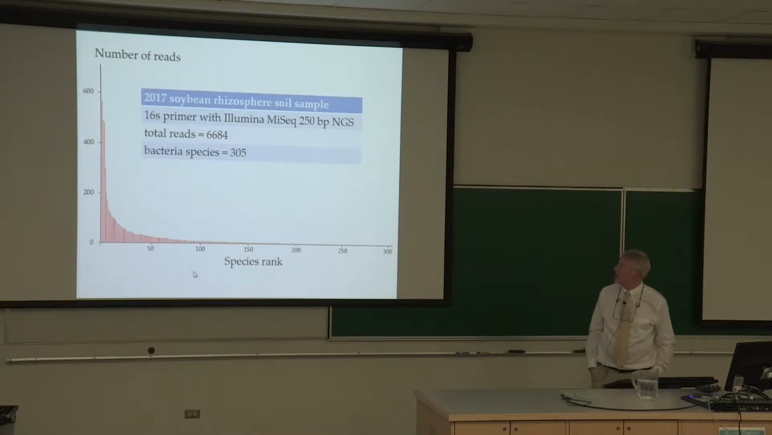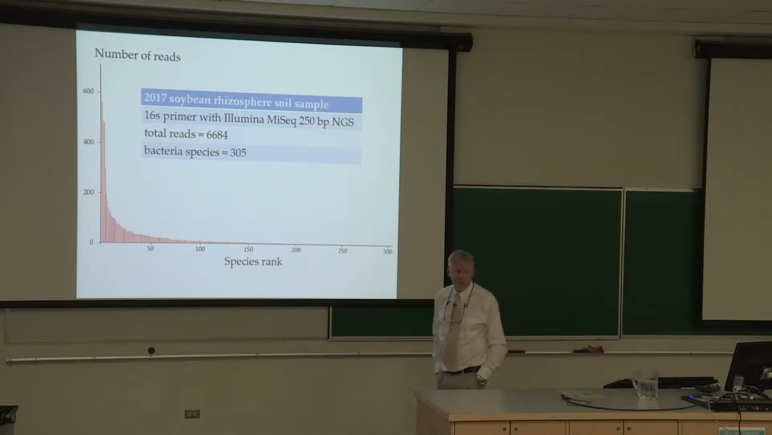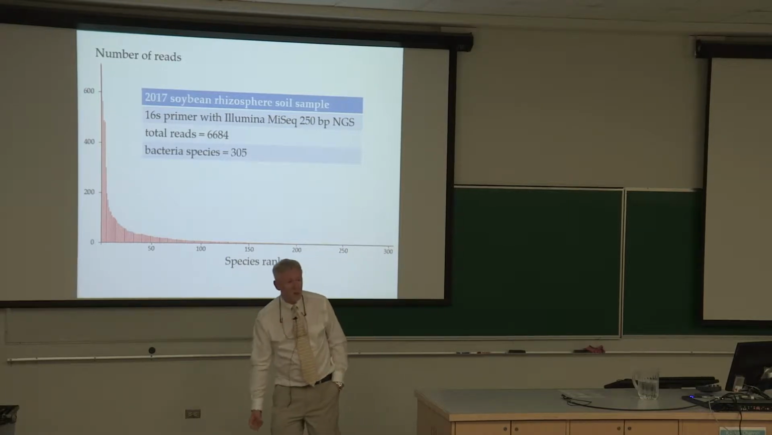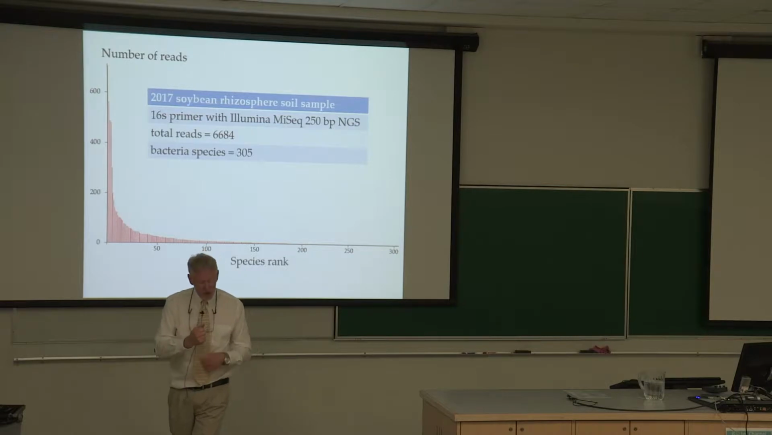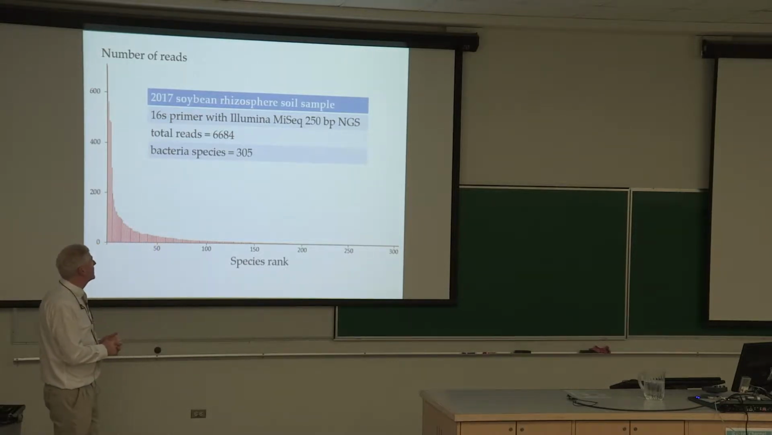So here's some data from 2017. Soybean rhizosphere, so to sample the rhizosphere soil then, take a plant from the ground quickly, abruptly, whip it out of the ground, and the soil that adheres to the root system is rhizosphere soil, and we brush it off with a paintbrush. And so a little pinch of soil, less than a gram, extract the DNA, put it through for 16S primer, next generation sequencing, 250 base pair amplicon.